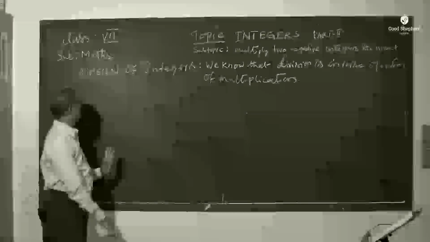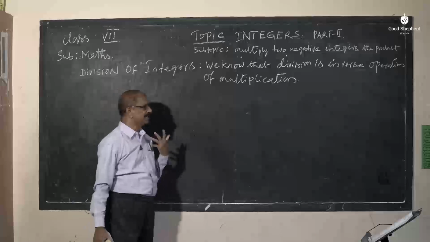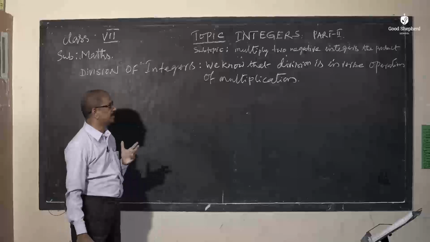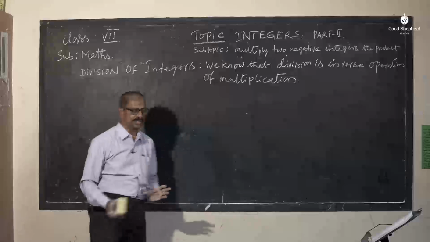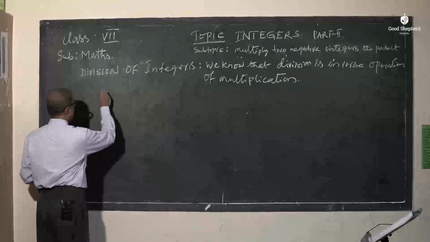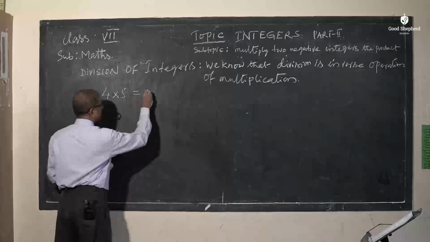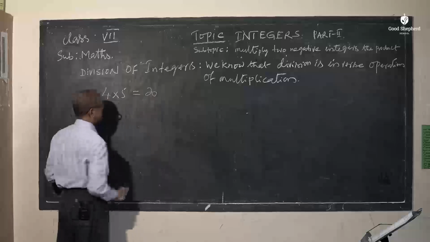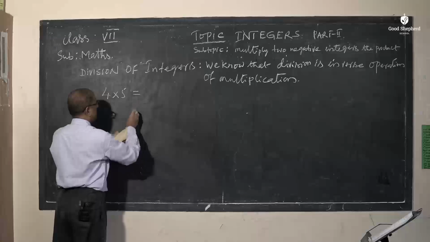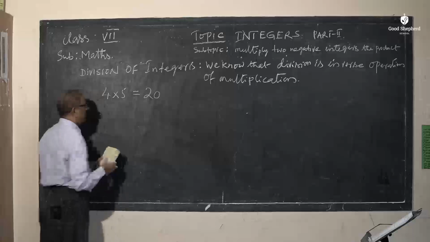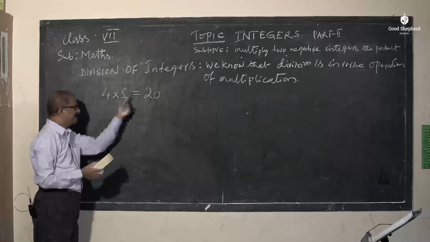So here is how to divide an integers. What do you mean by division? Division is simply the inverse operation of multiplication. Suppose we have 4 into 5. We get 20, right? That means with this 20 I can divide by 4 and get 5, and if I divide by 5, I will get 4.